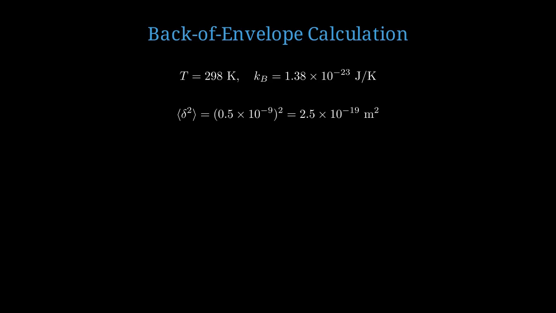Let's do a quick back-of-the-envelope calculation. Suppose we measure a root mean square thermal deflection of 0.5 nanometers at room temperature. Room temperature is 298 Kelvin. Boltzmann's constant is 1.38 times 10 to the negative 23 joules per Kelvin. The mean square deflection is 0.5 nanometers squared, which equals 2.5 times 10 to the negative 19 square meters. Therefore, k equals 1.38 times 10 to the negative 23 times 298 divided by 2.5 times 10 to the negative 19. This gives us approximately 0.016 newtons per meter. This is a typical value for a soft cantilever.